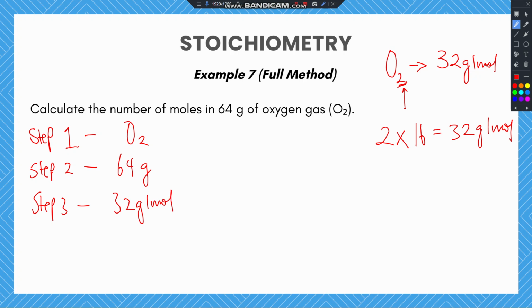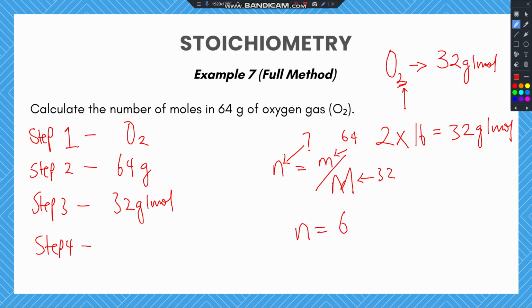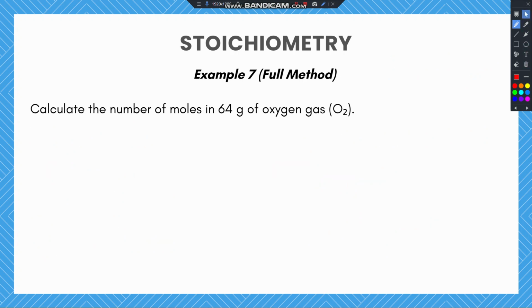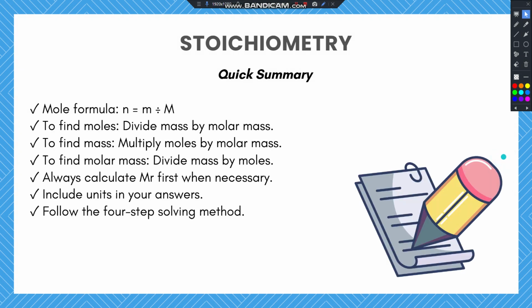And then finally substitute the values. So the formula says n is equal to m divided by the molar mass. The number of moles, we don't know what it is, it's unknown. The mass is 64 and the molar mass is 32. So we have n is equal to 64 divided by 32. That gives us 2 moles. So the answer to this becomes 2 moles. So you can see how all these values can be calculated using the mole formula. Pretty easy, pretty straight to the point.